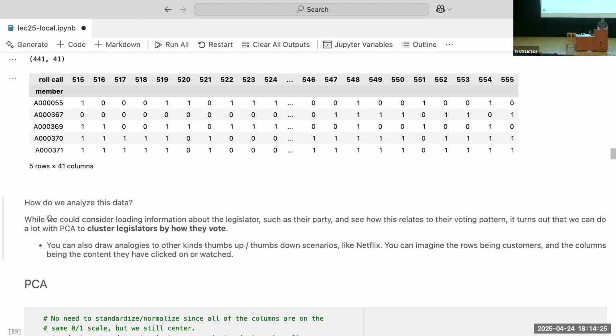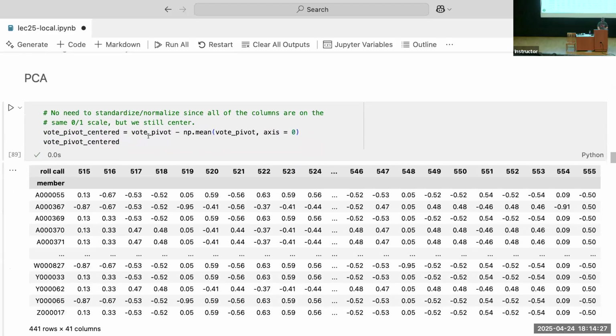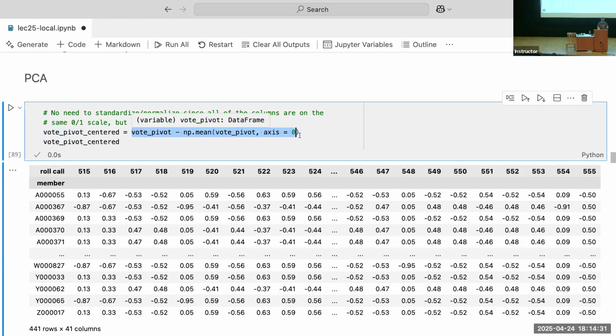So PCA, what are we going to do? We're going to center the data. Again, sklearn does this for us. Let's just do it manually here to remind ourselves. Remember that sklearn does not standardize by default, but in this case, we actually don't have to standardize. You only need to standardize when the units of the columns are different. In this case, all of the columns are 0, 1, so there's really no need to standardize.